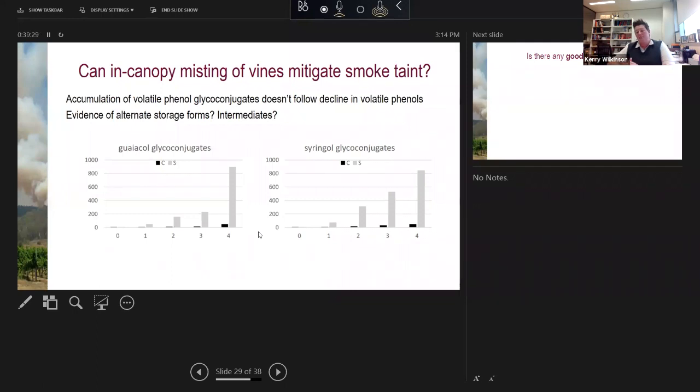So this is something that we're certainly investigating further, trying to understand the biochemistry that's going on, and we have done some work looking at the activity of certain glucosyltransferase enzymes in grapevines following smoke exposure, but also trying to look at alternate analytical methods to understand what's going on.